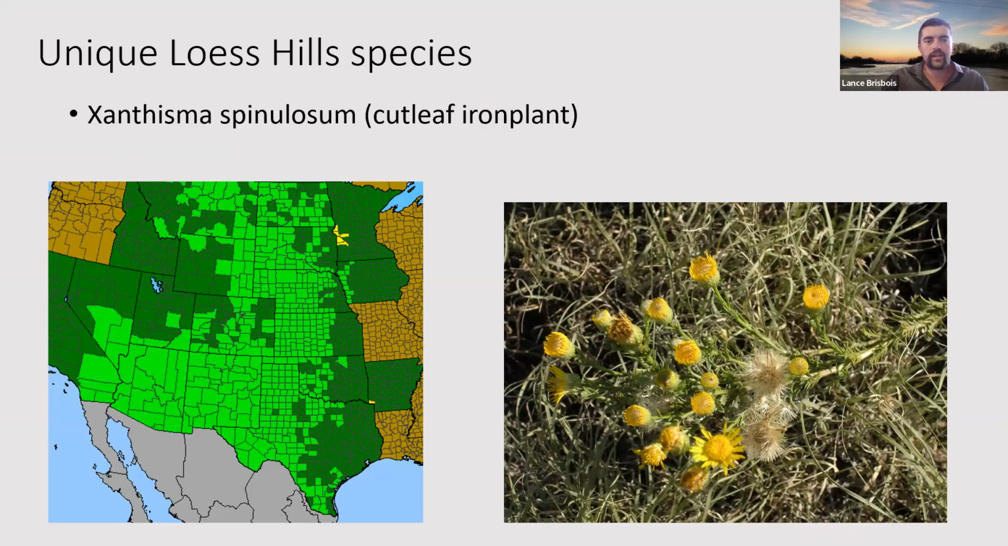And cutleaf iron plant. So this is again almost exclusively in the Loess Hills in Iowa, but then you can see it all the way to Arizona and Southern California.